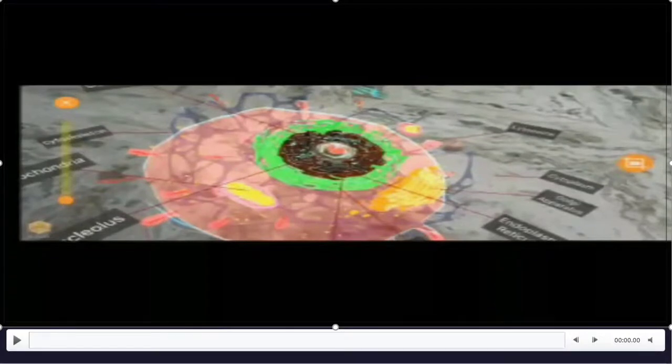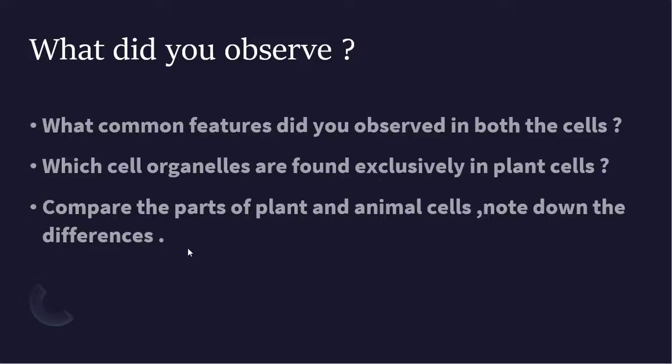You observed the plant cell and animal cell, and the inside materials. Now answer these questions. What did you observe? What common features did you observe in both the cells? Which cell organelles are found exclusively in plant cells? Compare the parts of plant and animal cells.